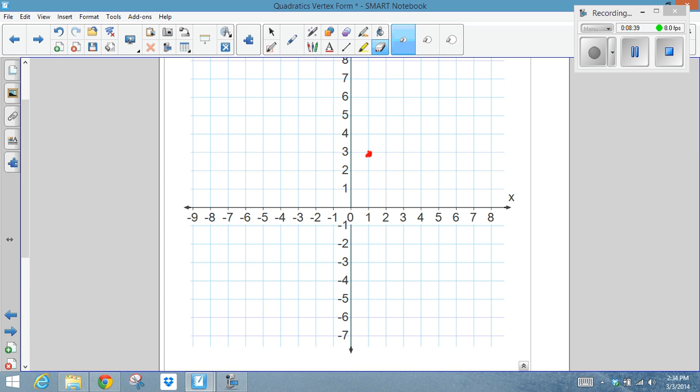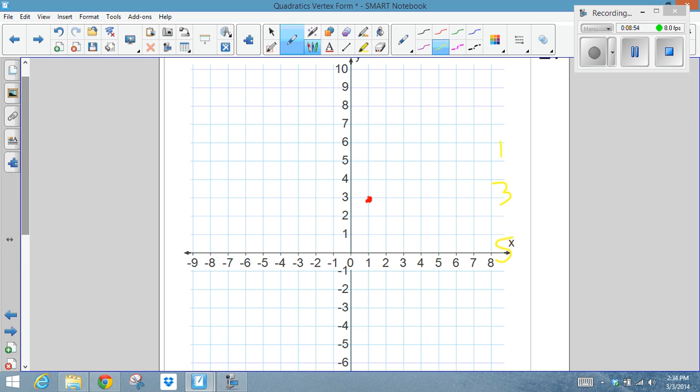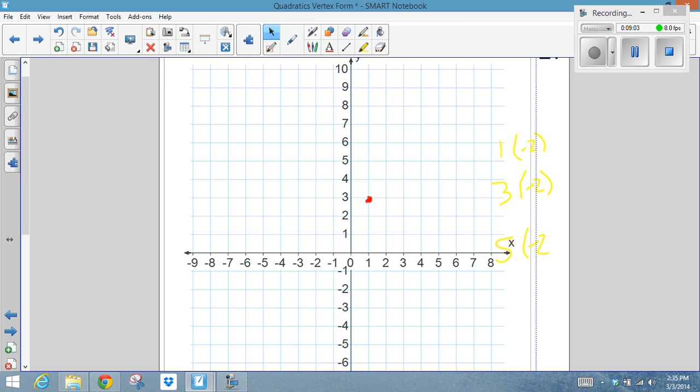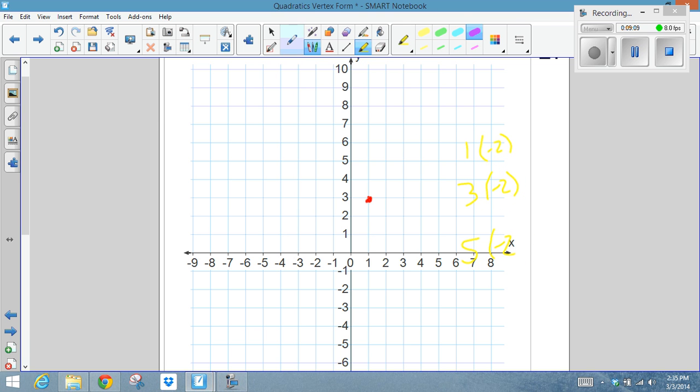Okay, now my 1, 3, 5. My leading coefficient down here is -2, which means I'm not going to do 1, 3, 5. I actually have to multiply all 3 of these by that -2 because it changes it. So what I actually end up with is -2, -6, and -10.